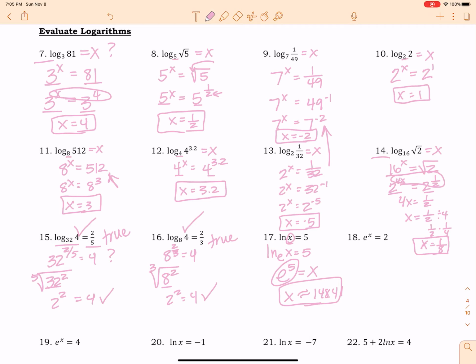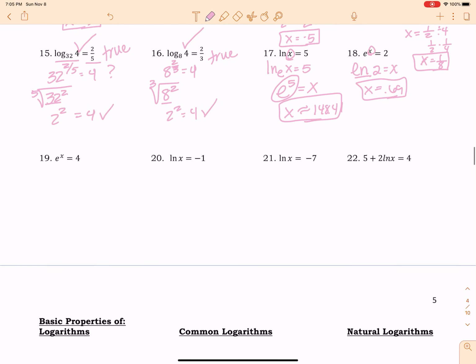Okay, and then I have e to the x equals 2. Well, my variable is in the exponent, so it's going to be hard to solve this. So I need to write it in log form. So natural log, base e, of 2 equals x. And there's a button on your calculator called ln, which is the natural log. You take the natural log of 2, and you get approximately 0.69. So that's how that works.